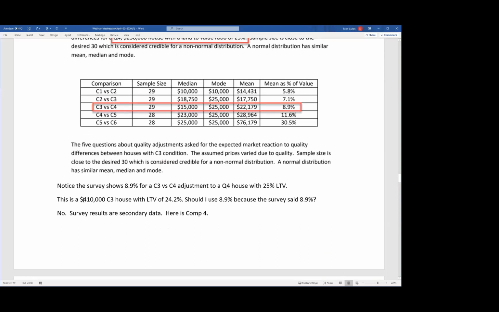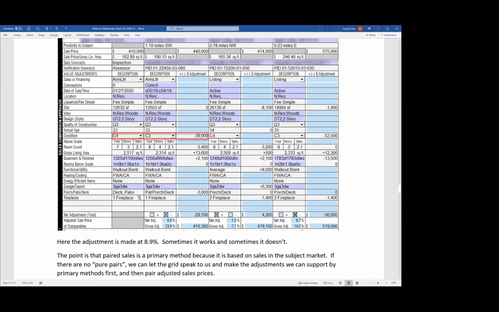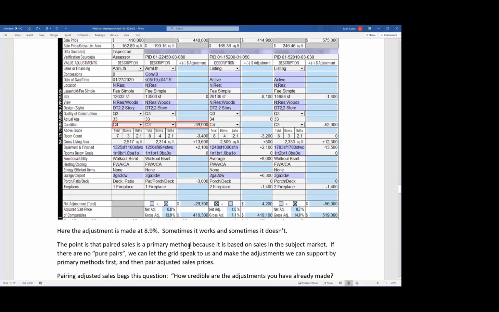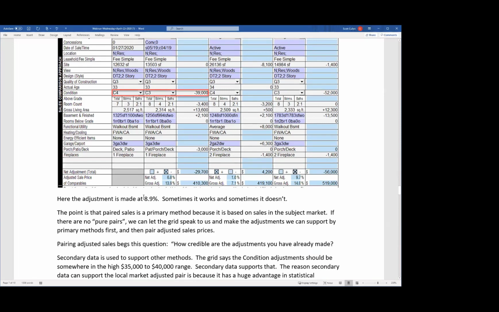We're doing a $410,000 house. The land value is 24%, so that's pretty similar. Should I use 8.9 because the survey said 8.9? No. Remember, the survey results are secondary data. Here's comp 4. In this case, I did use 8.9% of 440, and look at that, it came out to 410. So 8.9 has worked really well for me. I would say it's in the 8s somewhere. Sometimes it works at 8.9, sometimes it doesn't.